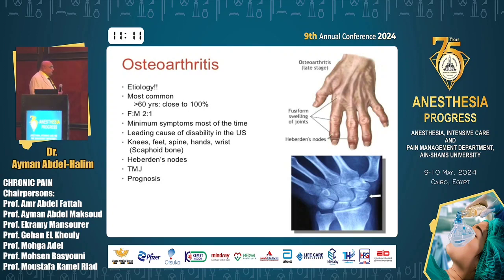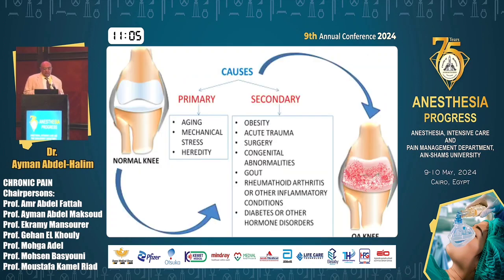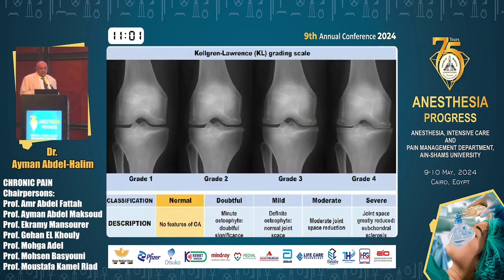So PRP and stem cells can also help early osteoarthritis. As you know, osteoarthritis could be primary or secondary. This is the famous Kellgren-Lawrence grading scale from 1 to 4. I always tell my patients, if you're grade 4, you're not going to get a PRP. It's not going to help you much.